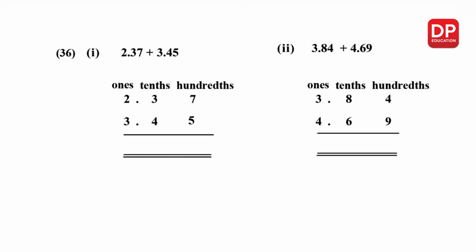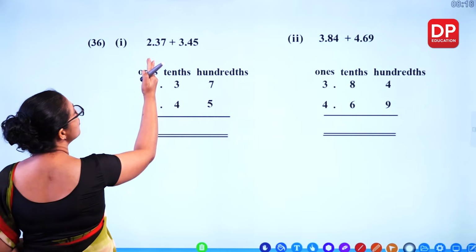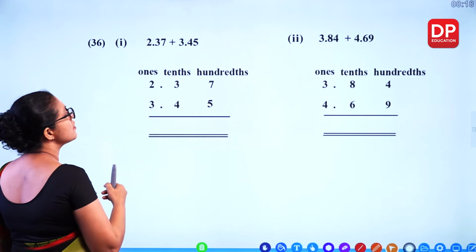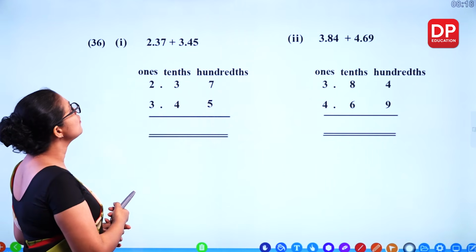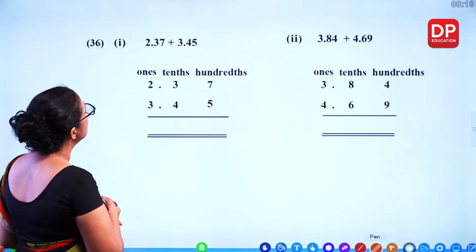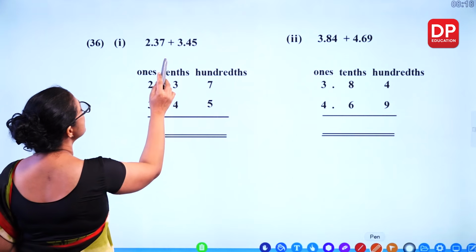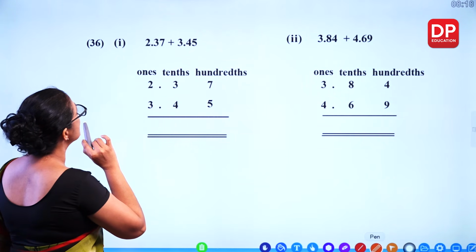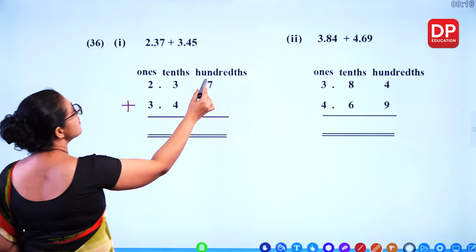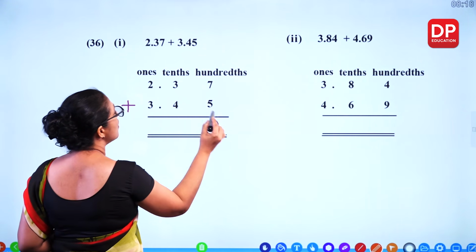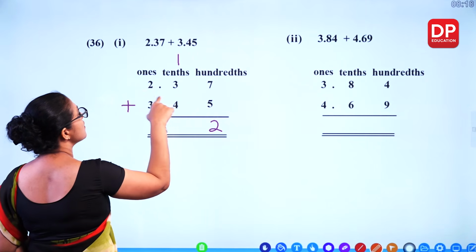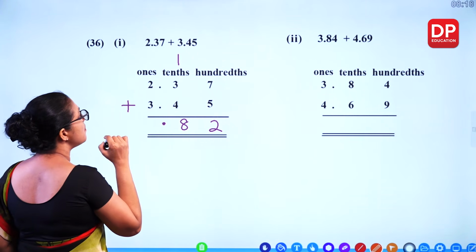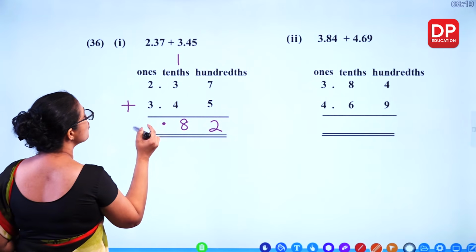Now we'll use that method to add decimals. So you write in a column. So this is ones place, tenths place and hundredths place. So 2.37 and 3.45. Normal addition. 7 plus 5, 12. 1, you take it to the next level. 4 plus 3, 7 plus 1, 8. And align the decimal point in a column. 3 plus 2, 5.